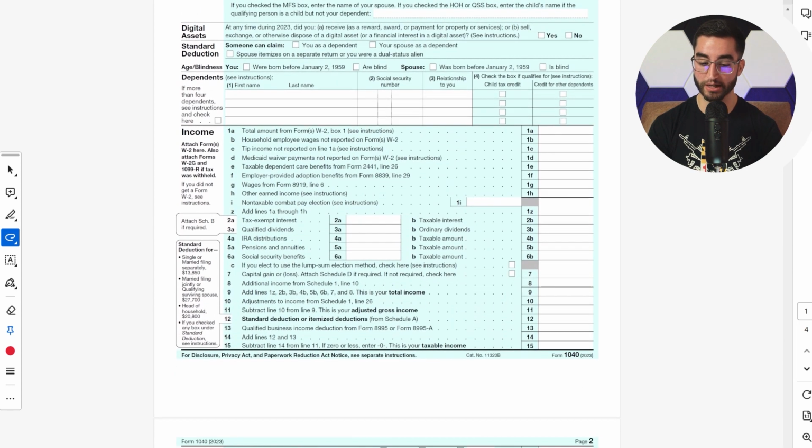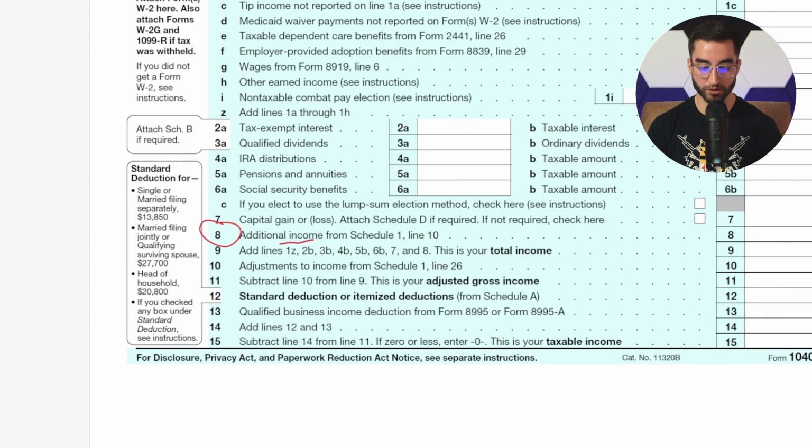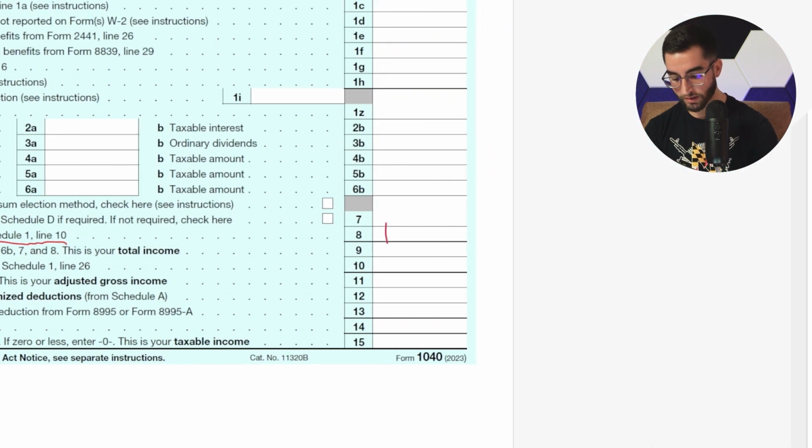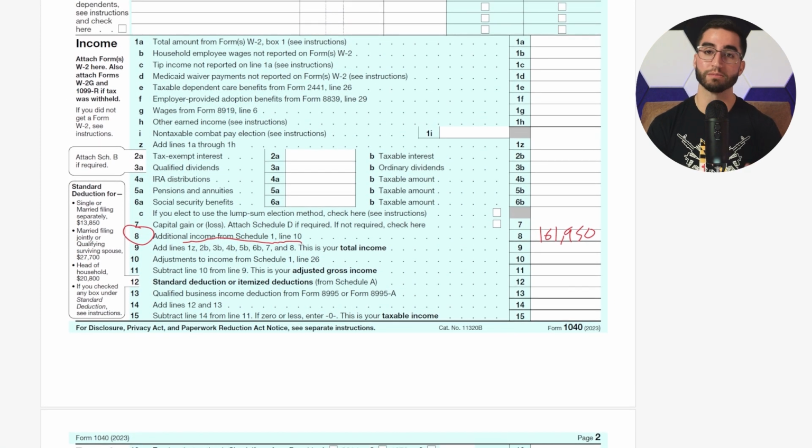This is your personal tax return. And it's going to go on to line 8 with all your other additional income from Schedule 1, line 10. It's going to go right here. So we got 161,950. That's where it goes. And so you will then pay taxes on this money personally.